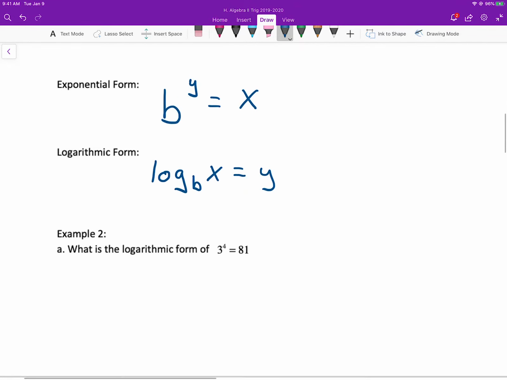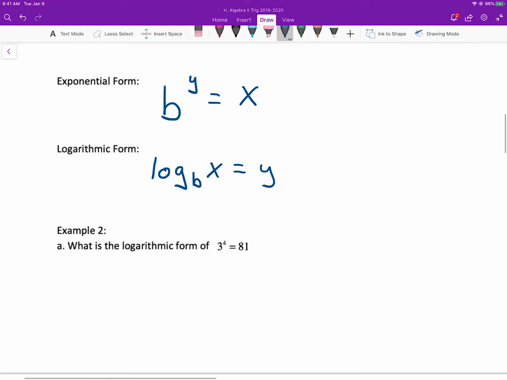So the first thing we're going to do for this example is we're just going to convert. And we're going to convert 3 to the fourth equals 81. We know that's true. 3 times 3 times 3 times 3 equals 81. If I want to change this to a logarithm, I'm going to say log base 3 of 81 equals 4.